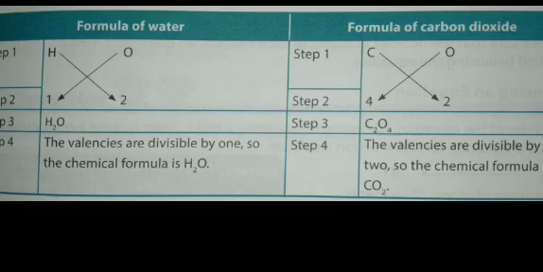Now the formula of carbon dioxide. In step 1, we write the symbols of the carbon atom and oxygen atom separately. And in step 2, we write the valencies: carbon 4 below it and oxygen 2 below it.